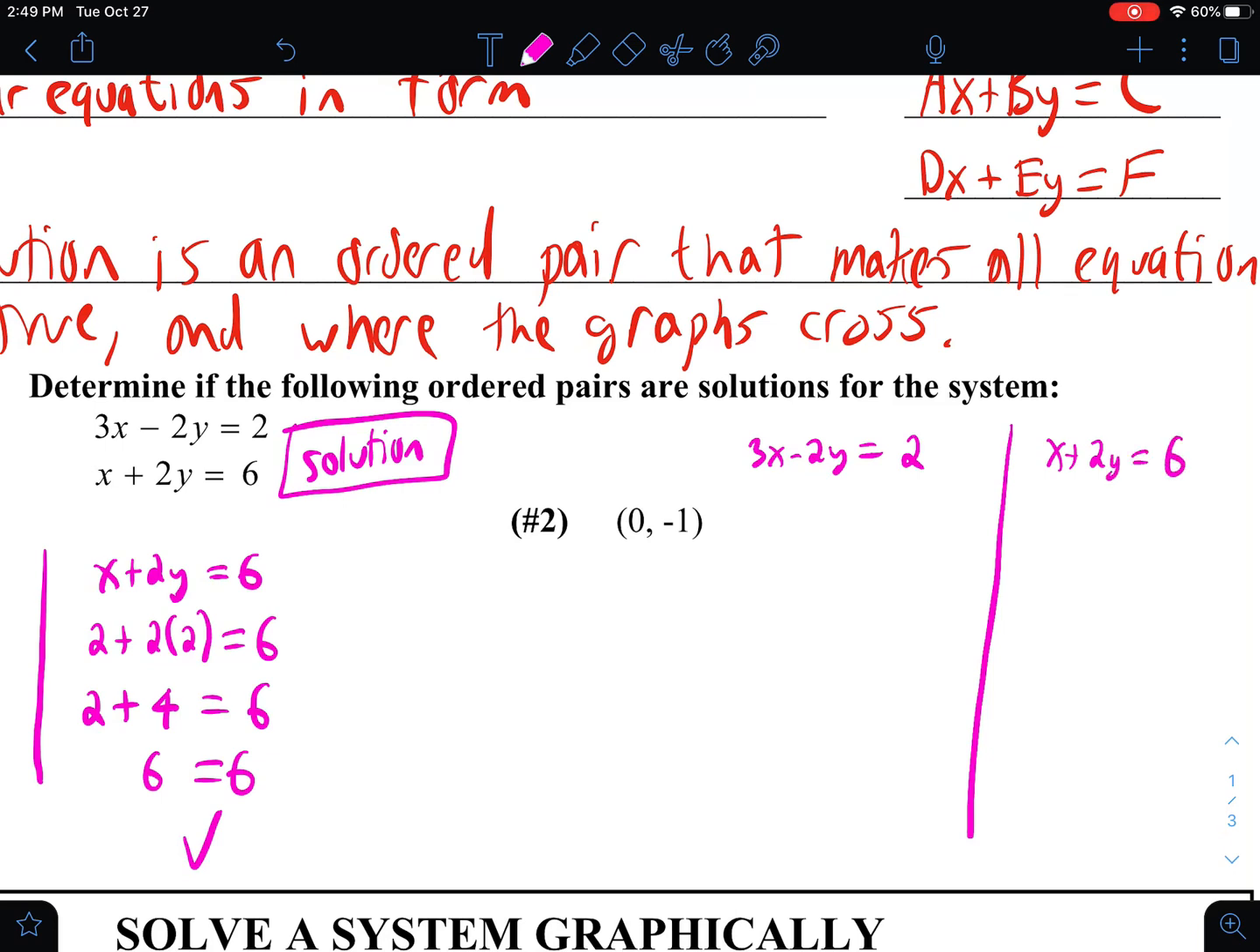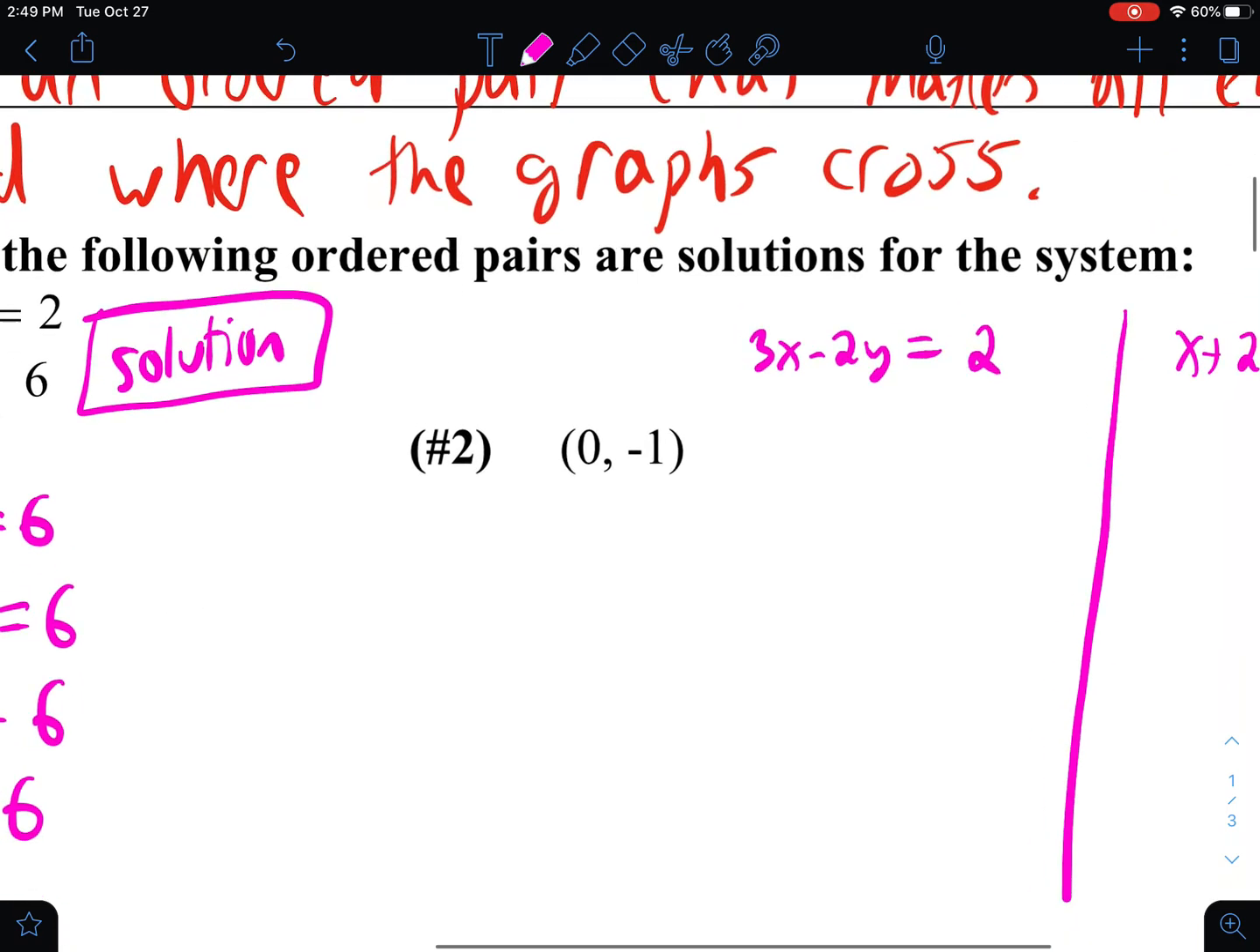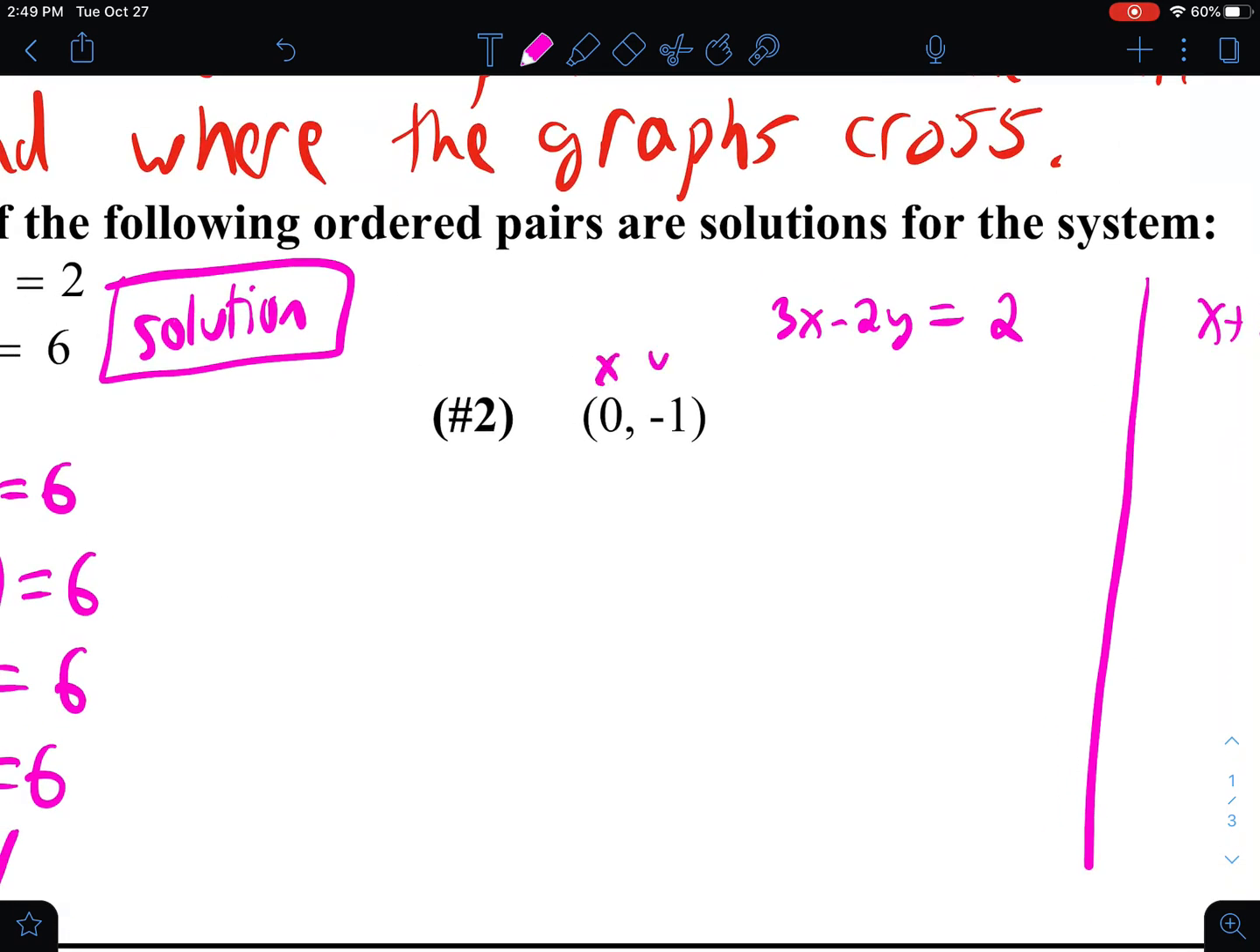equals 6. Why don't you guys go ahead and try 0, negative 1 and see if you get a result over there that makes sense, whether it's a solution or not. Give it a try. All right, welcome back. We're going to plug these in for x and y again. We're using 0 and negative 1.